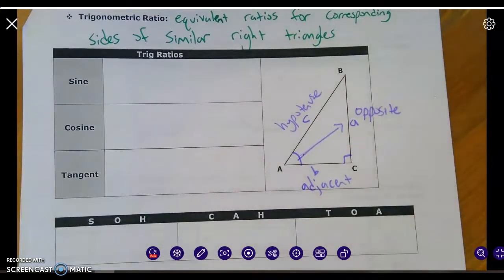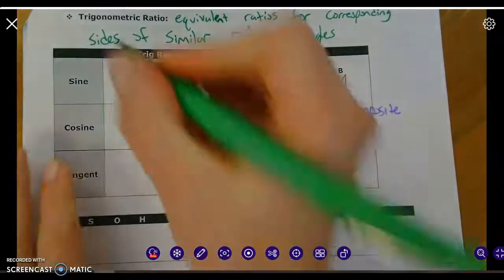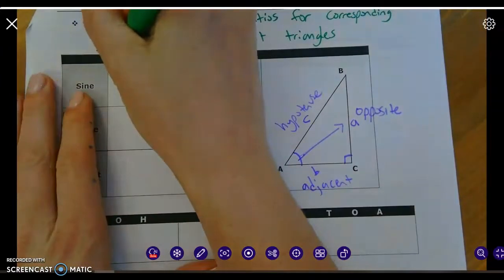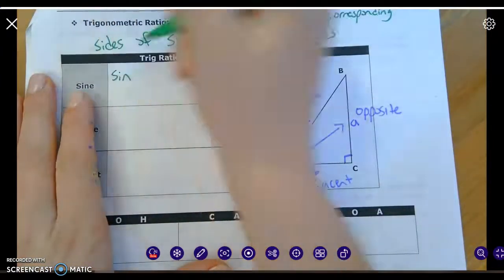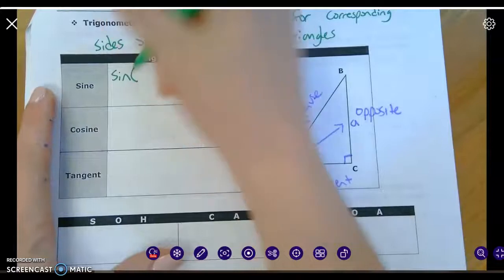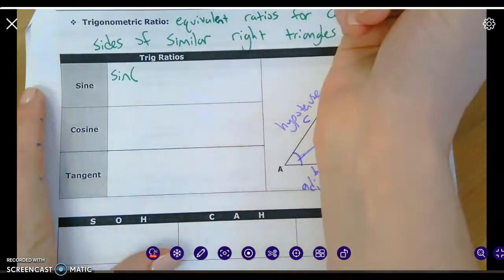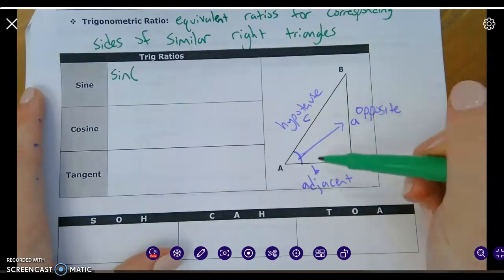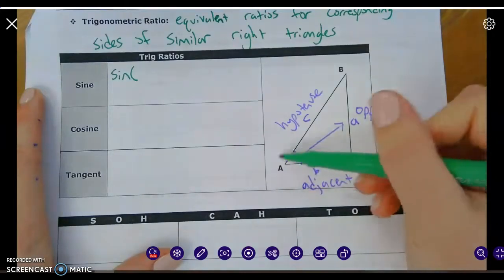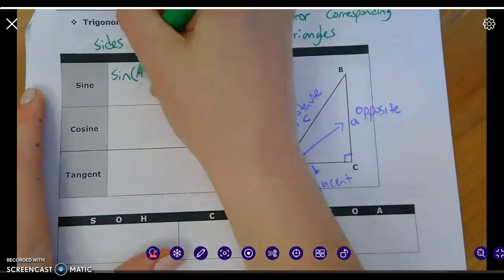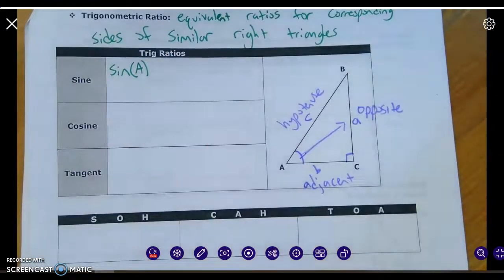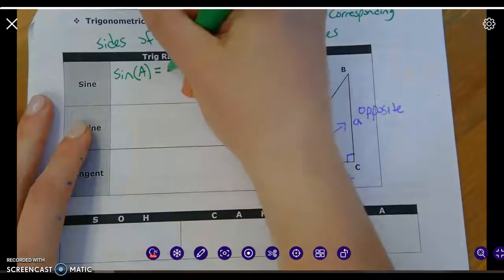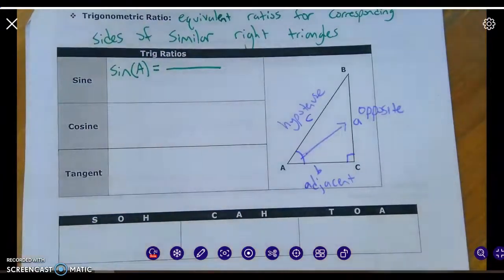Okay, so here's where these trig ratios start to use those three sides. So the sine ratio, this is what I want you to write down. So SIN, parenthesis, and then what goes in the parenthesis is the angle. Since we put our arc on A, we're going to put an A right there and close our parenthesis. And then equals, and then we're going to write a fraction.